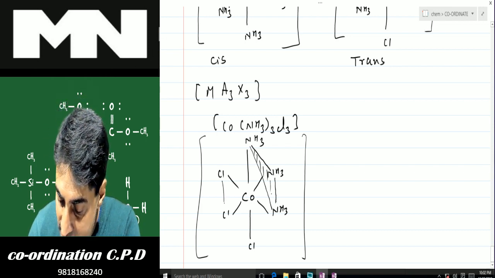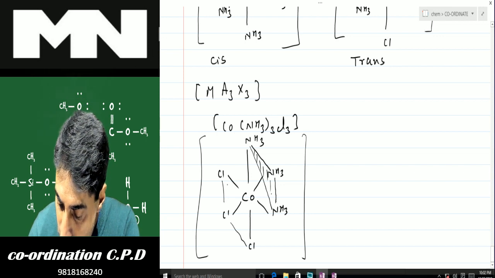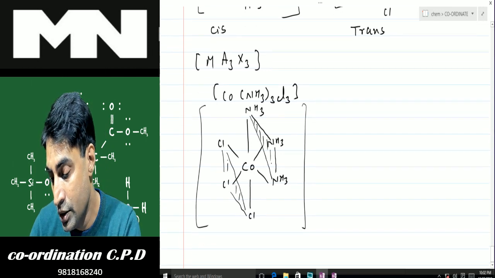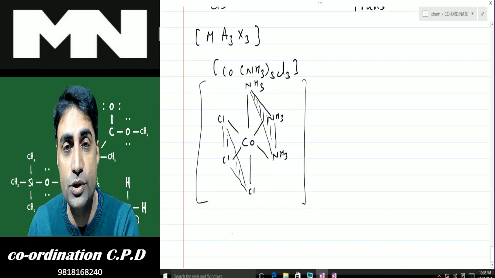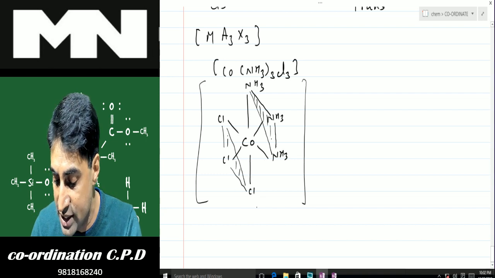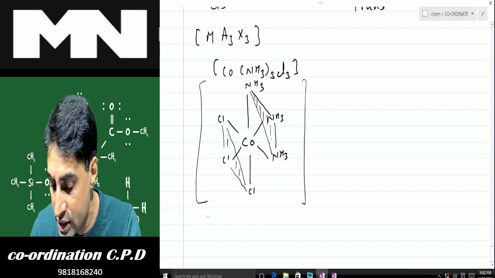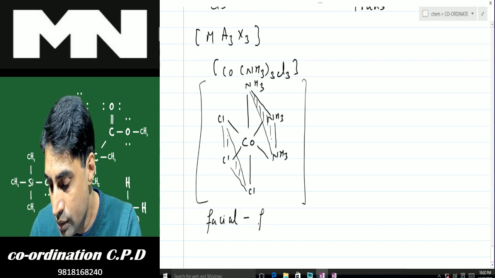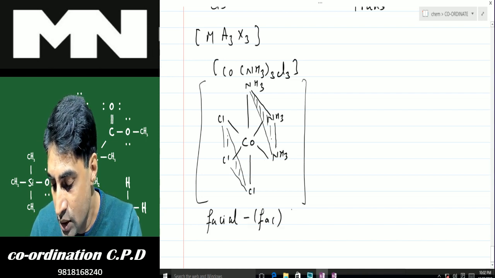Likewise, if you join these Cl, you will see a face formed by chloride ions. So on one side you got a face of NH3, on the other side you got a face of Cl. That's why this type of isomer is very correctly known as facial or FAC isomer. This is very similar to cis in its properties.